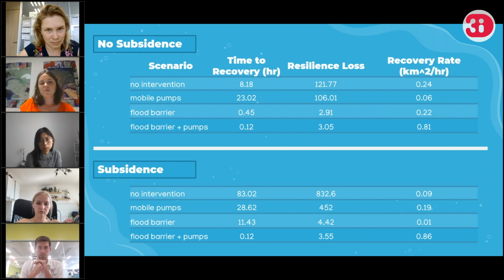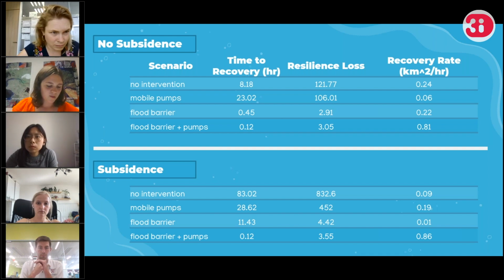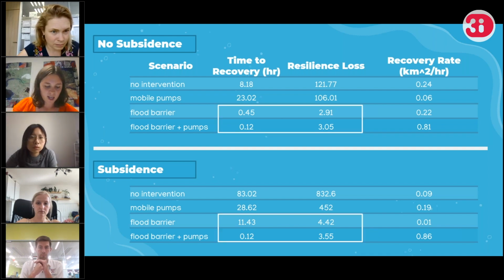And then these different resilience metrics we had, which were time to recovery, resilience loss, and recovery rate. The flood barrier minimizes resilience loss and time to recovery because it would dramatically reduce the flooded area. So since that was our performance measure of using flooded area, that's where you found the big difference in resilience loss. And then we also found that subsidence made recovery time much longer and increased resilience loss.